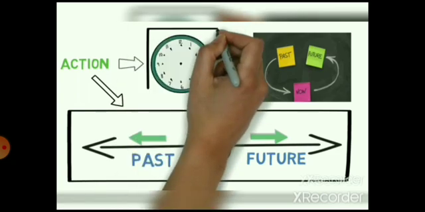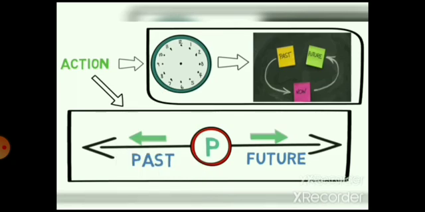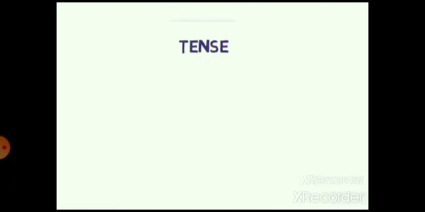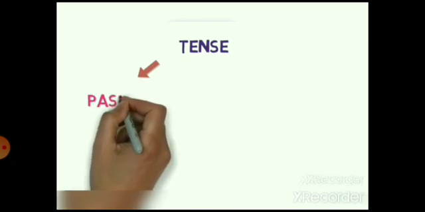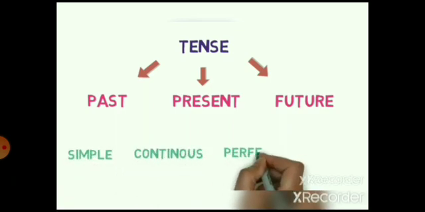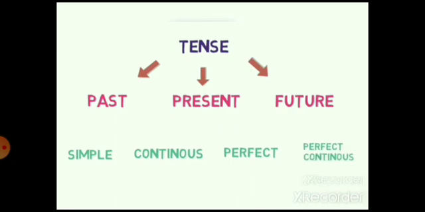Now, as time could be past, present, or future, tenses are divided mainly into three types: past tense, present tense, and future tense. Each of these three types has four subtypes: simple, continuous, perfect, and perfect continuous.